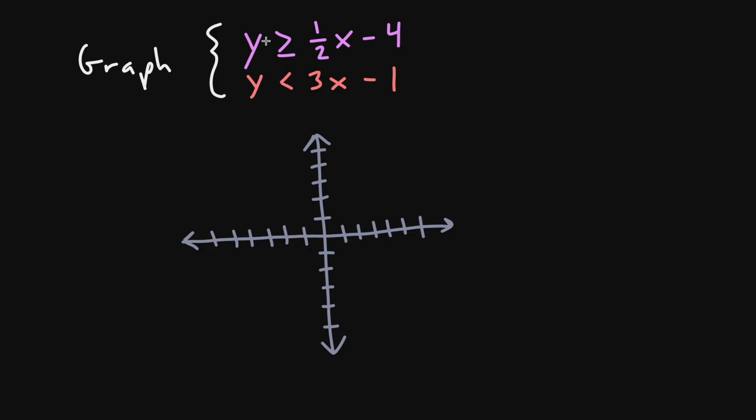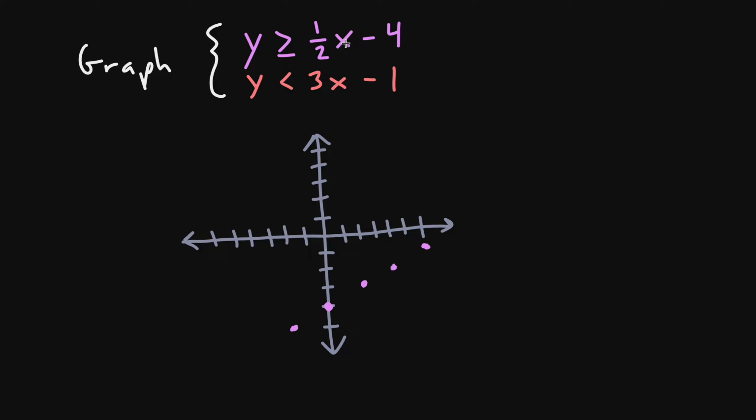So if we're going to graph this first one, let's see. We've got 1/2 x minus 4, so we go down to -4. And we go up at a rate of 1/2. So up 1, right 2, up 1, right 2, up 1, right 2, and maybe I'll go backwards, down 1, left 2.